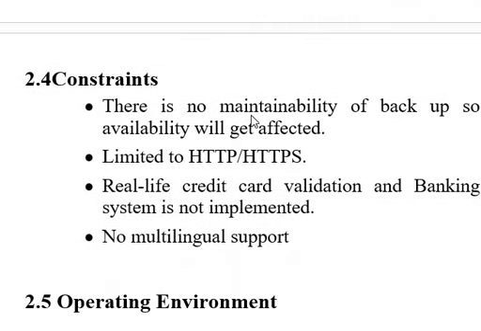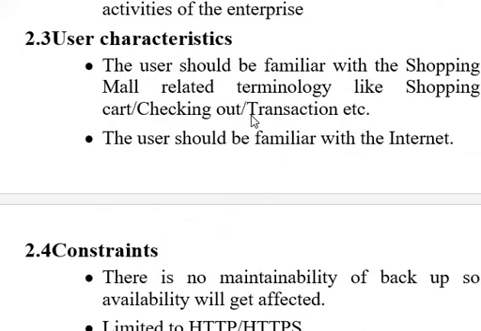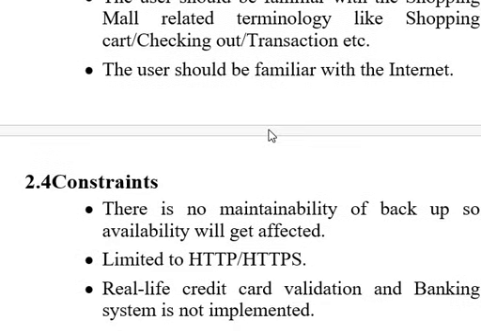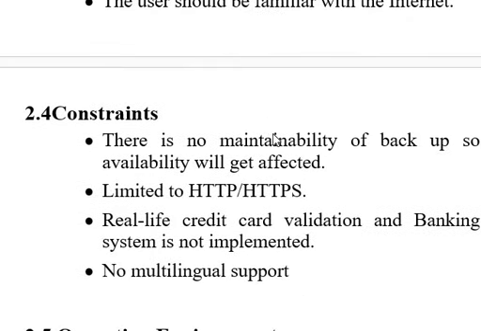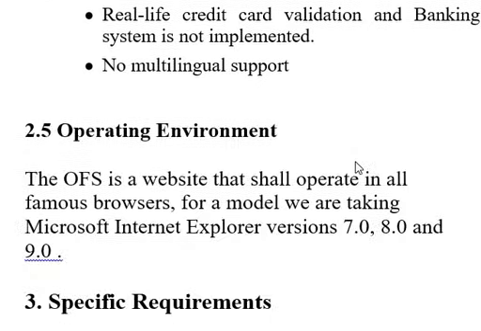Now there are the user characteristics, and there are some constraints over them. The user should be familiar with the shopping mall and the internet. Yes, it's fine. Then we'll have the constraints with the condition. There is no maintainability of the backup, so the availability will get affected, limited to HTTP and HTTPS. Real-time credit card validation with the banking system is not implemented. So these are the conditions of the system that are not implemented. They should be there so that the system will work properly.